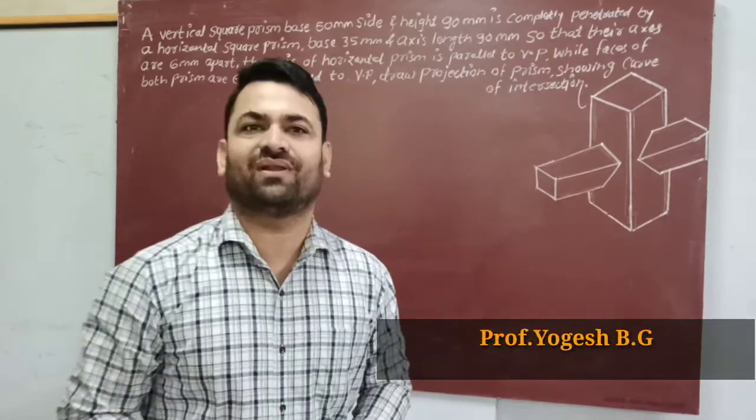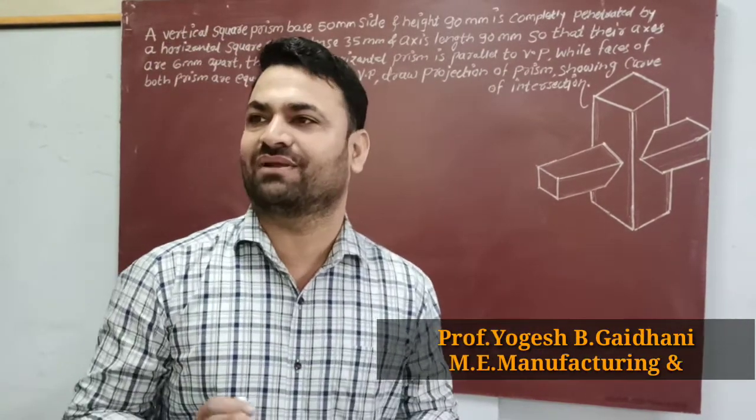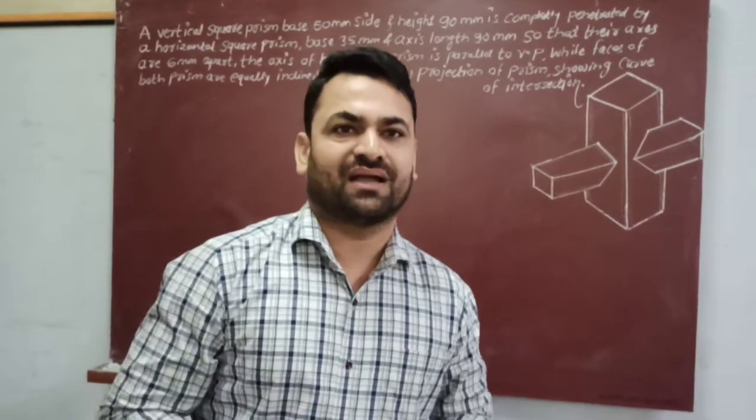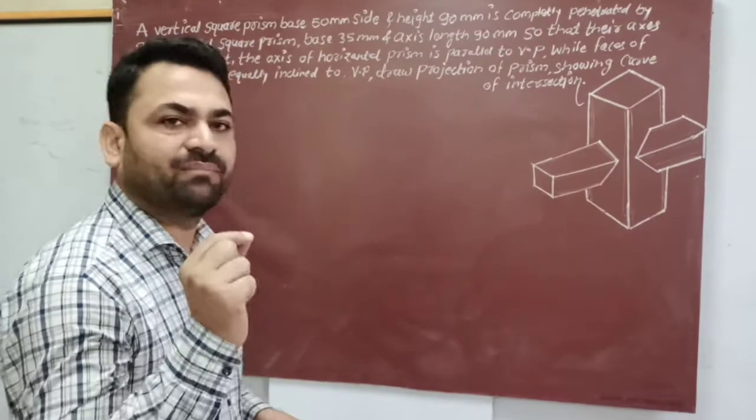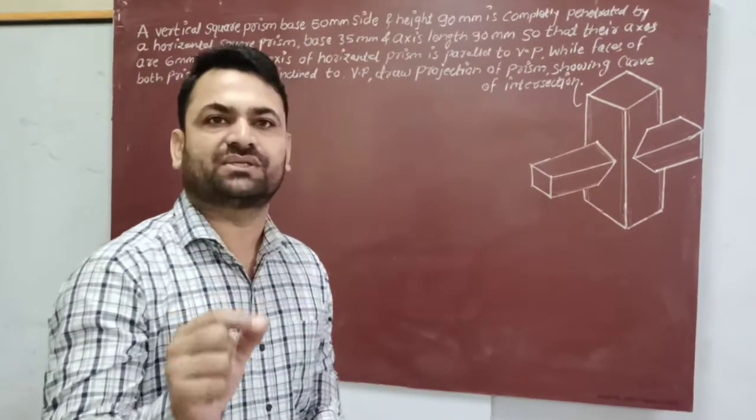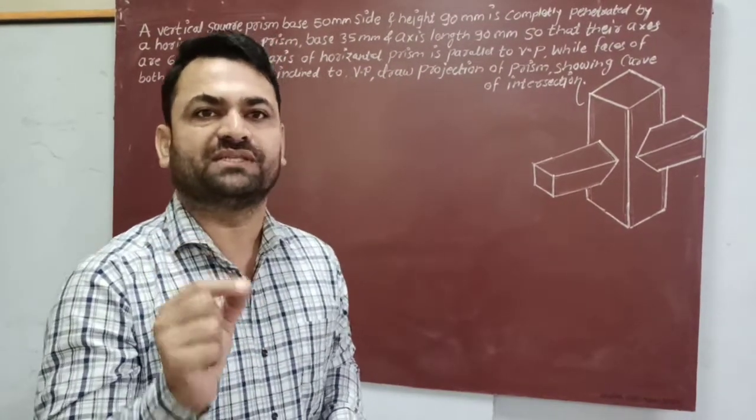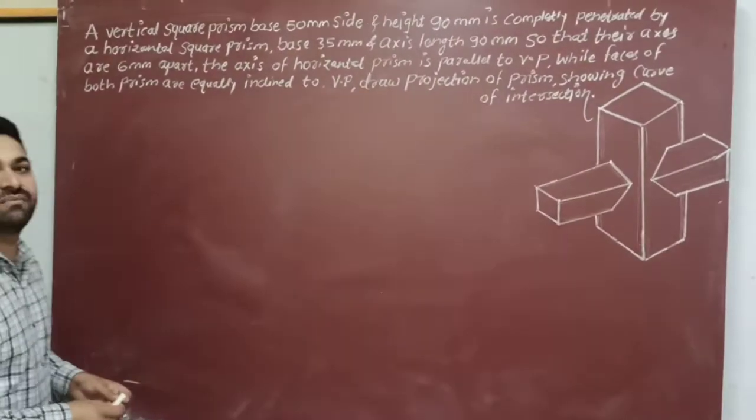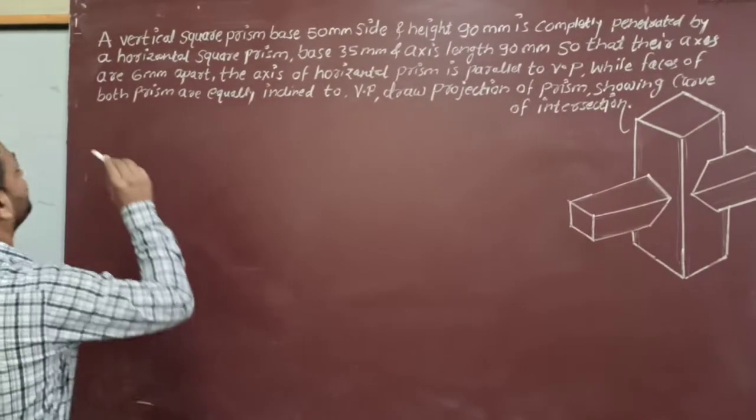Dear students, welcome to the series of mechanical working drawing lectures. Today we are going to start with the problem of intersection of surfaces of solids. Today we are going to take a very important condition, intersection of prism to prism, that is square prism to square prism. So let's start with the problem. Initially a theoretical problem will be given to you like this.